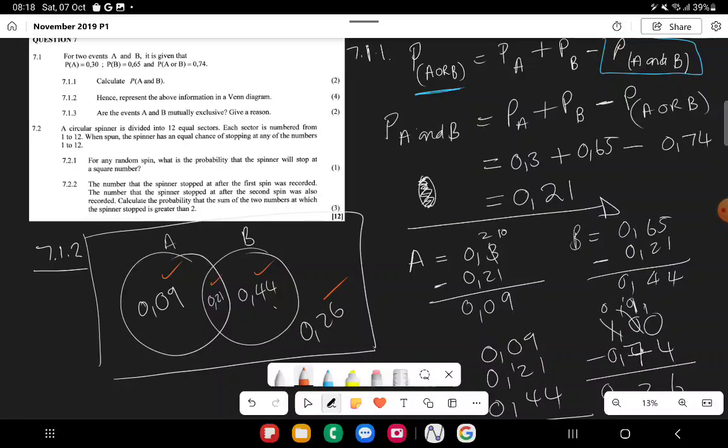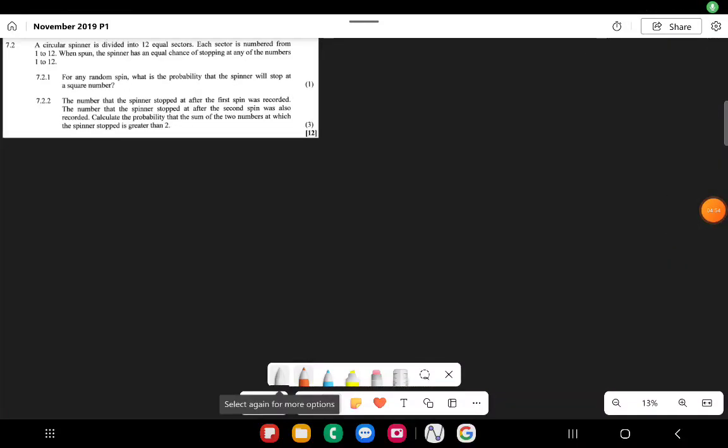7.2 is a completely different probability question. I moved us down so we can have a clean page. A spinner is divided into 12 equal sectors. Each sector is numbered from 1 till 12. When it is spun, the spinner has an equal chance of stopping everywhere. For any random spin, what is the probability that we would stop on a square number?